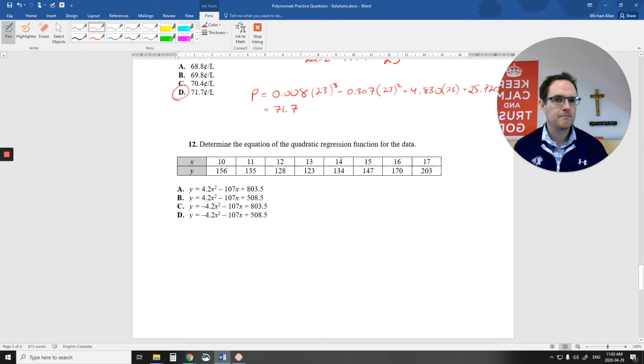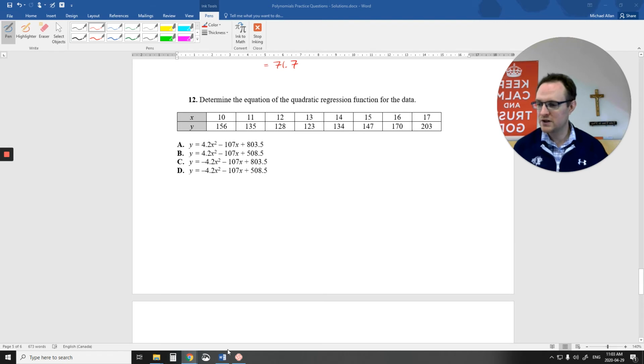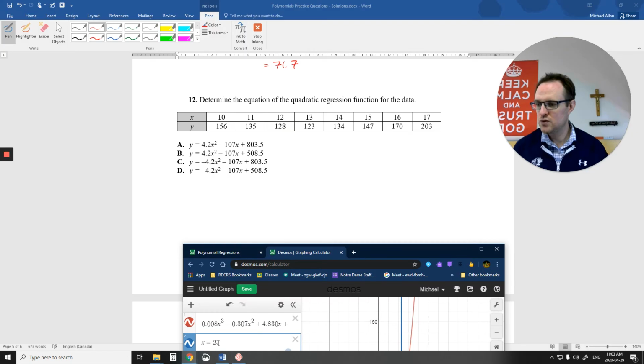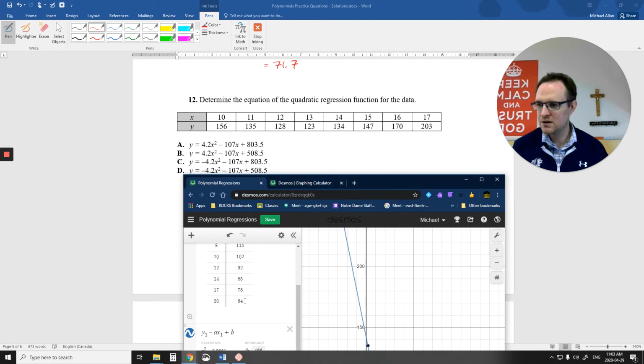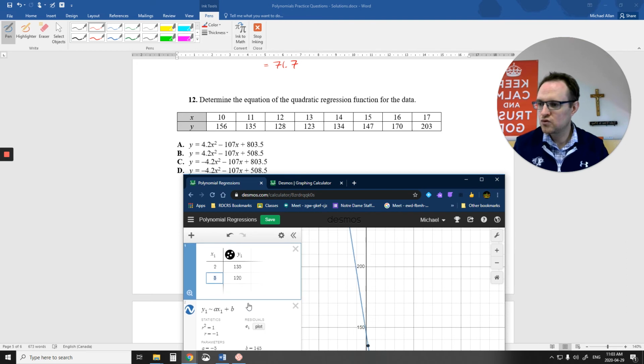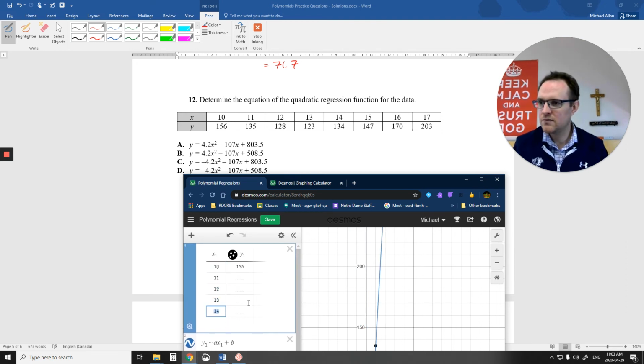Okay. What do we have now? Determine the quadratic regression of this data. And so let's find out the quadratic regression. So I'll go back to my Desmos here, back to my regression. I'm going to leave the other one open just in case. 10, 11, 12, 13, 14, 15, 16, 17. Desmos is pretty smart. Actually just fills it in for you. Went too far though.